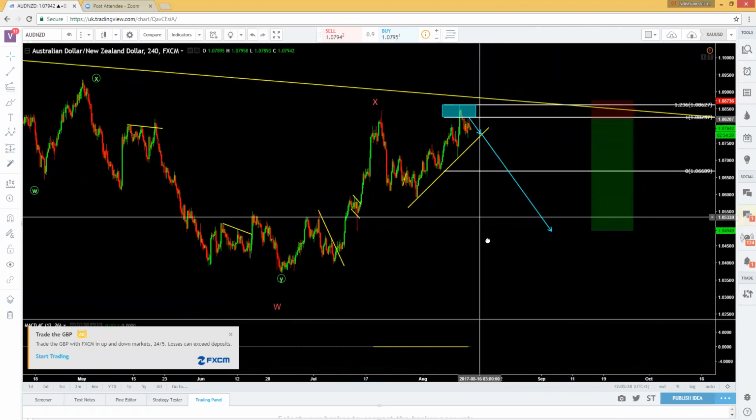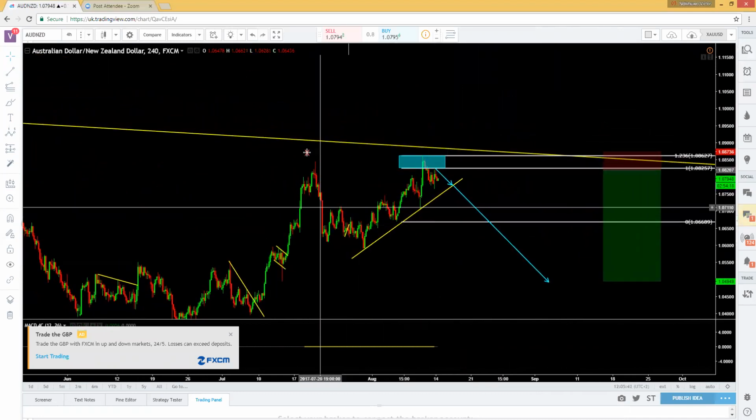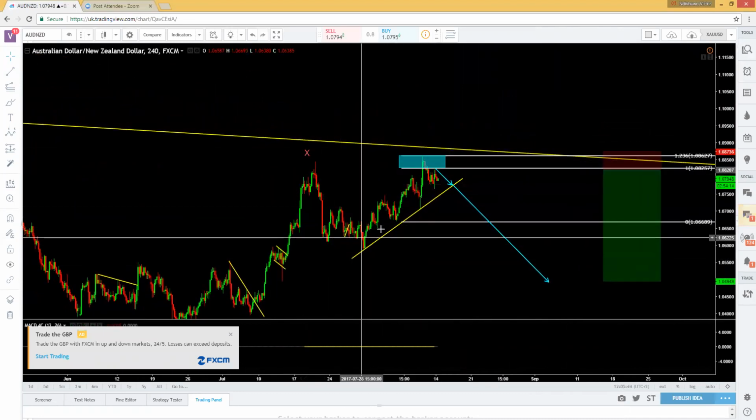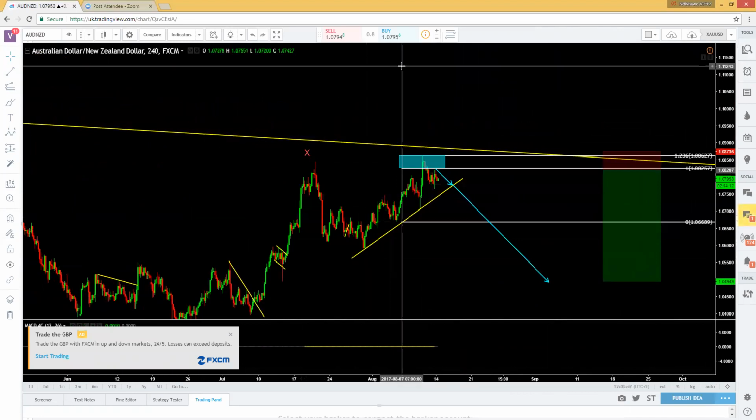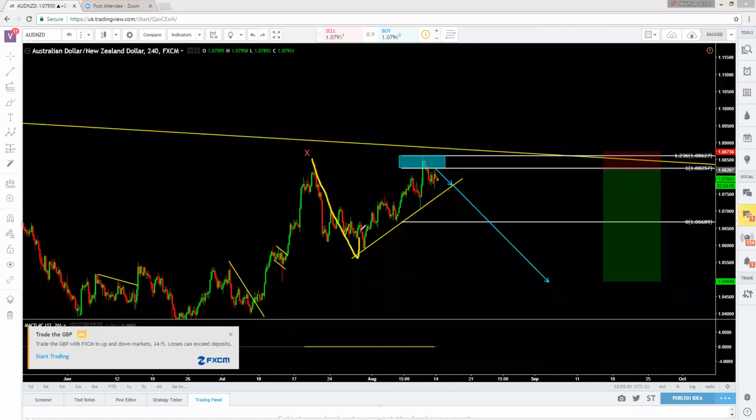Okay, so last week, this is what we saw here. We had this impulse, and then let's draw it. We had this impulse, and that's going out correctively here. So we just need to get this to complete, to confirm that we are going down.